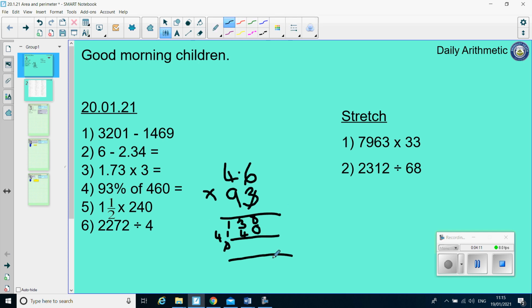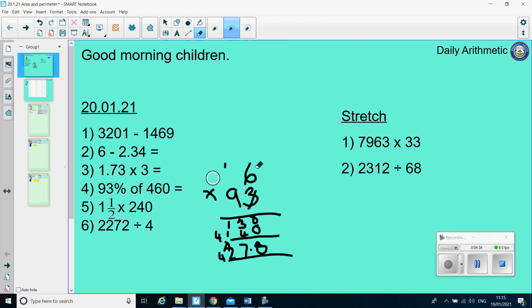Okay, and the final step is to add those together. So 8 add 0 is 8. 3 add 4 is 7. 1 add 1 is 2. And 4 add nothing is 4. My decimal point has to drop straight down into my answer, so I get the answer 427.8.